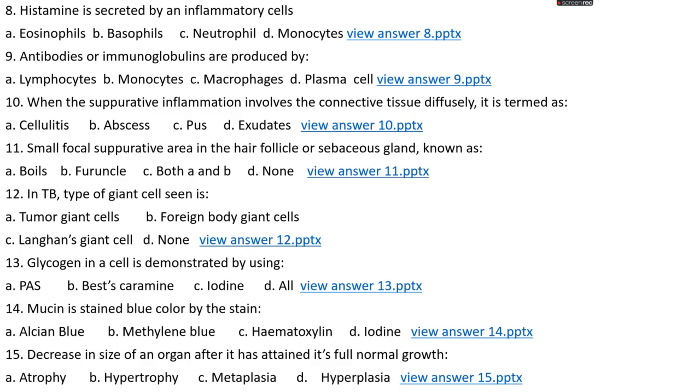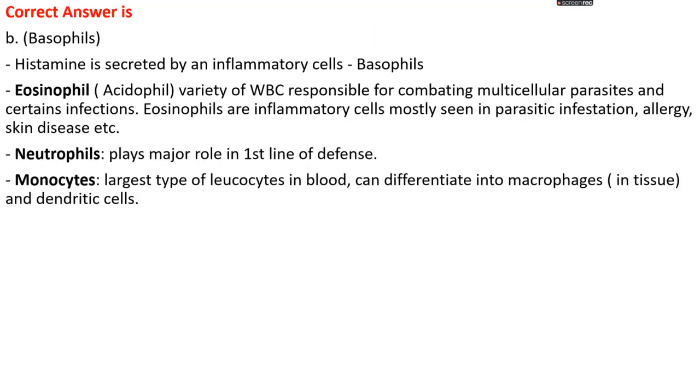Question number 8. Histamine is secreted by which inflammatory cells? Option A, eosinophil. Option B, basophil. Option C, neutrophil. Or option D, monocytes. The right answer is option B, basophil. Histamine is secreted by an inflammatory cell, that is basophil.